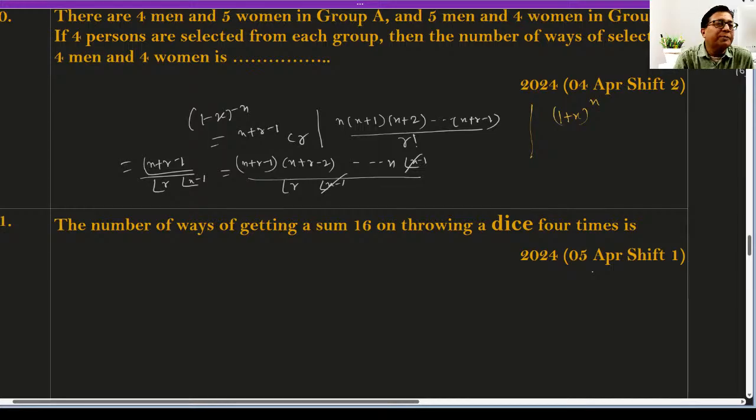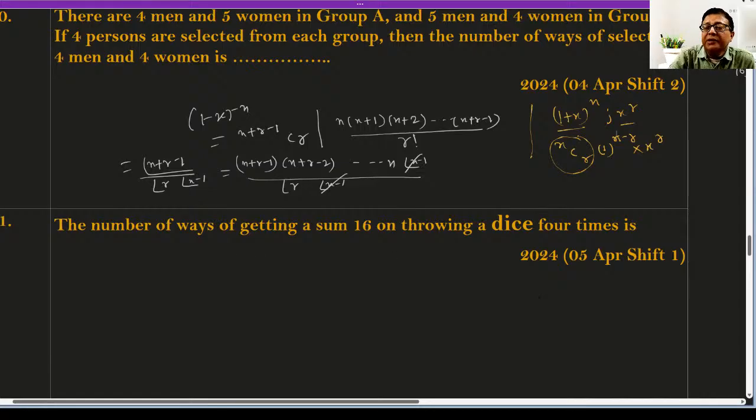(1 plus x) to the power n, and the coefficient of x to the power r. This is nCr, x to the power... I mean this will be 1 to the power n minus r, x to the power r. So the coefficient is going to be this thing only. In the expansion of this, the coefficient of x to the power r is simply nCr. Okay?